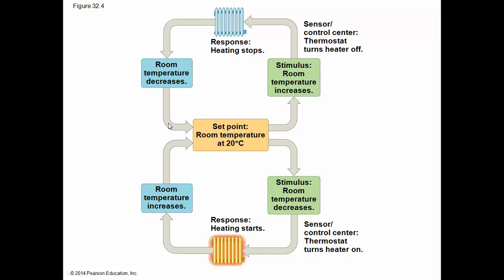As the room temperature decreases, the set point is at 20 degrees. If it goes below 20 degrees, then it's going to kick the heater back on. Okay, so this is a simple feedback loop.